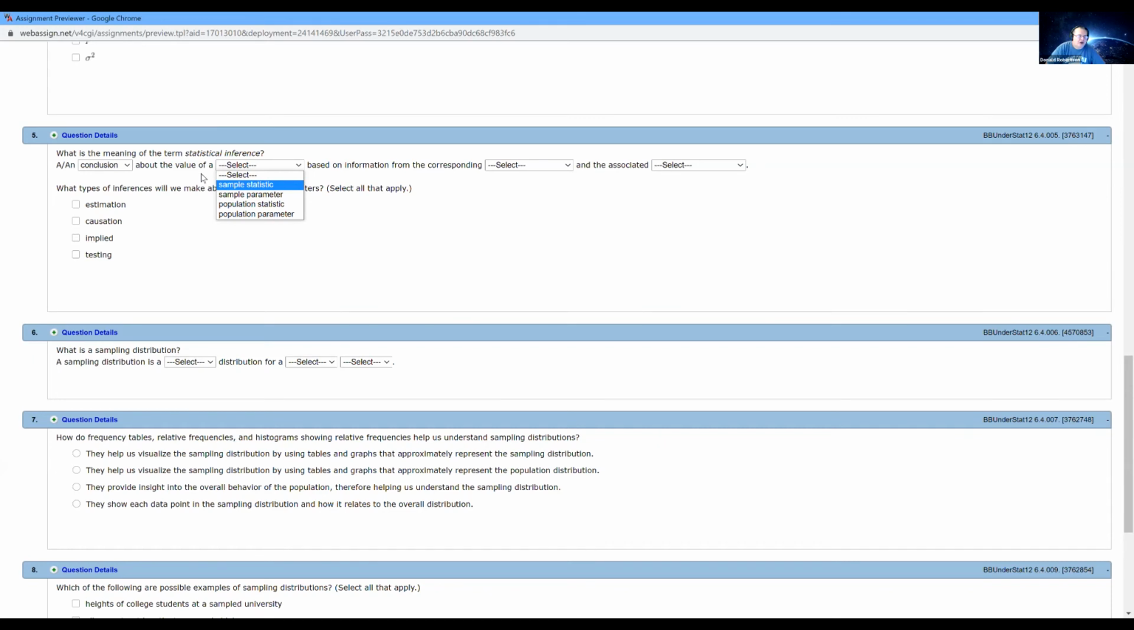So it's a conclusion about the value of a population parameter based on the information from a corresponding sample statistic and the associated probability distribution. Okay, what types of inferences will we make about a population parameter? Well, we can estimate it, I guess. I'm not really sure about the other three.